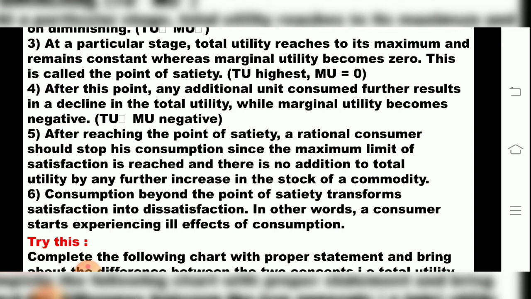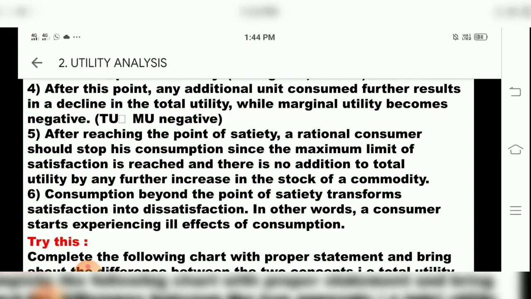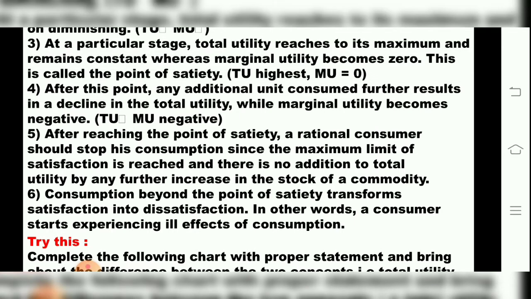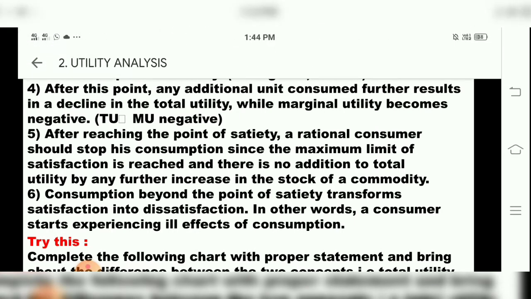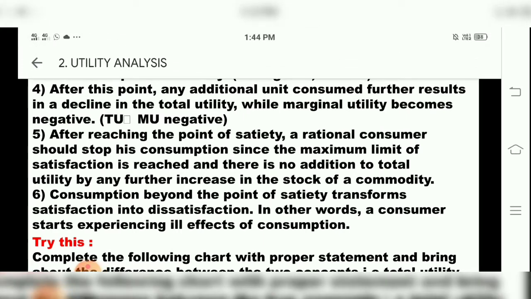So they have told over here, consumption beyond the point of satiety. Satiety is what? Satisfaction. So consumption beyond the point of satisfaction transforms satisfaction into dissatisfaction. So in other words, a consumer starts experiencing ill effects of consumption. So this we are studying regarding the relationship between total utility and marginal utility, children.